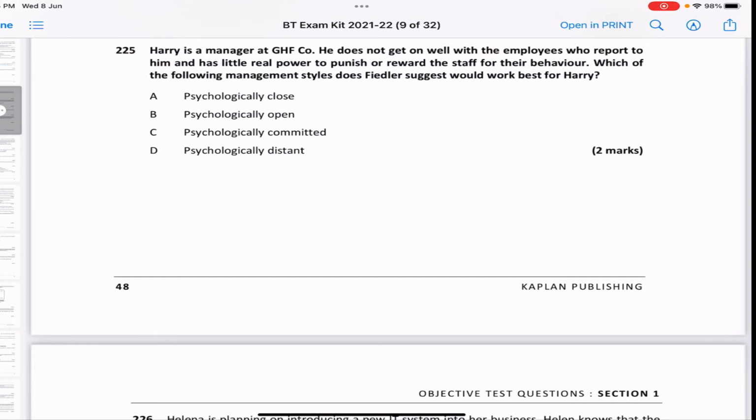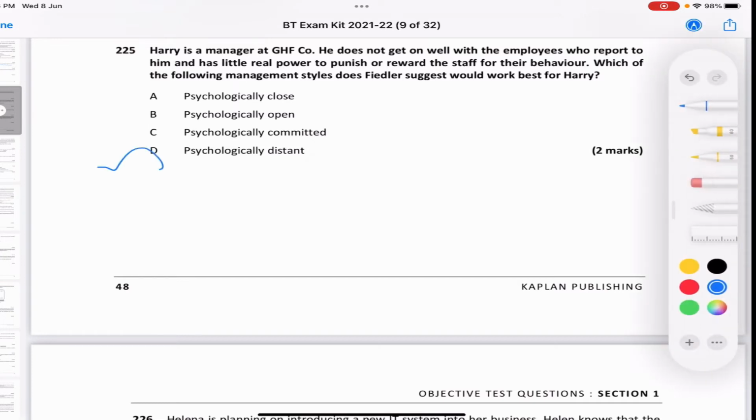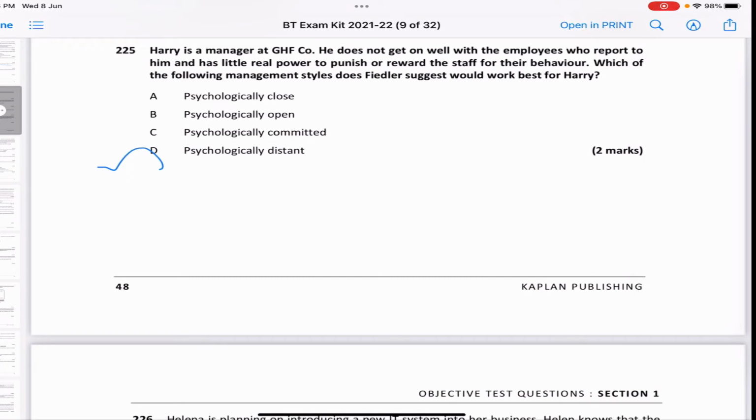Harry is a manager at the GHF company. He does not get on well with the employees who report to him and he has little power to punish or reward the staff for their behavior. So since he's not good at dealing with people, he needs to be psychologically distant.